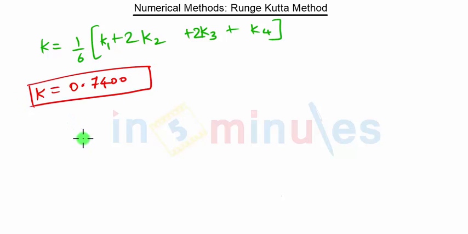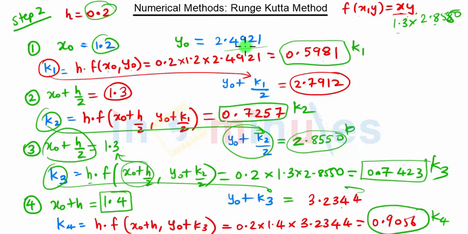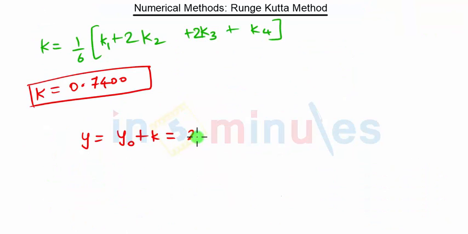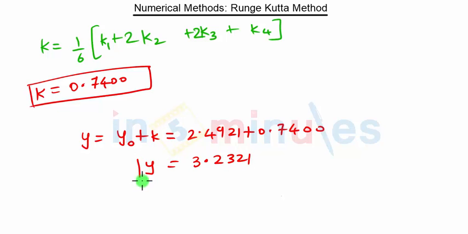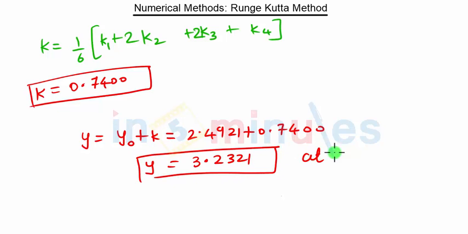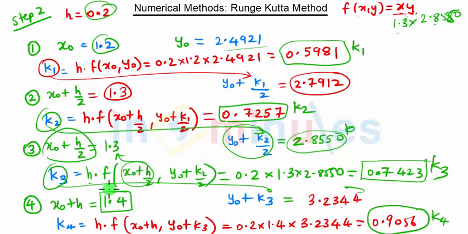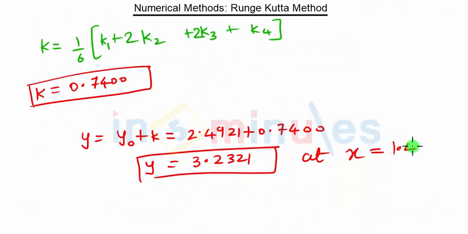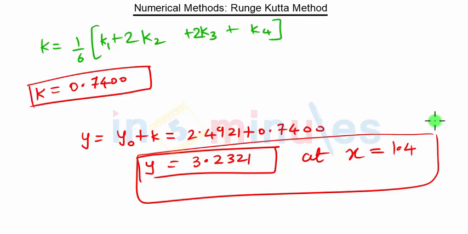After finding k, we will calculate the value of y. Y is given by y0 plus k. y0 now is 2.4921. So 2.4921 plus 0.7400. If we calculate, this value turns out to be 3.2321. So this is the value of y at x equal to 1.4. So this is our final solution.